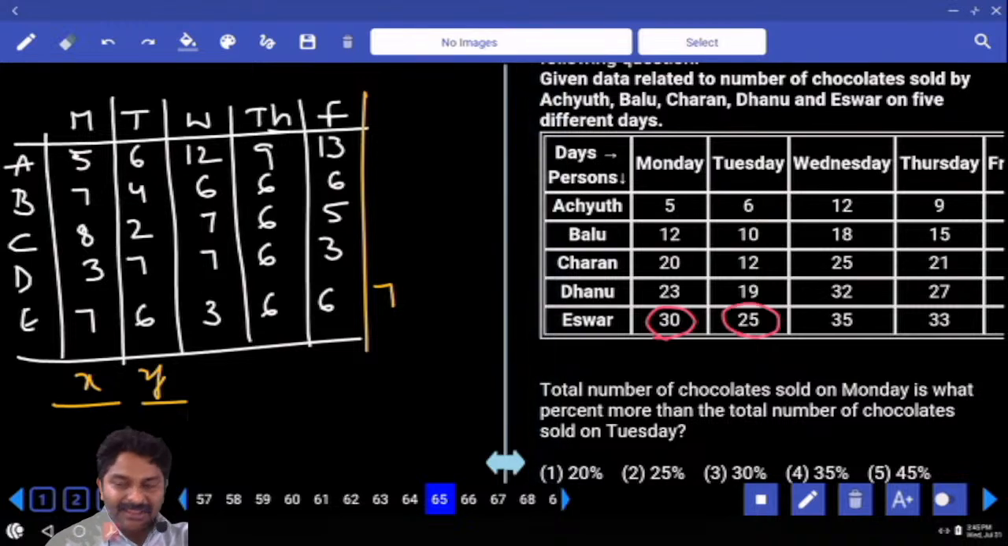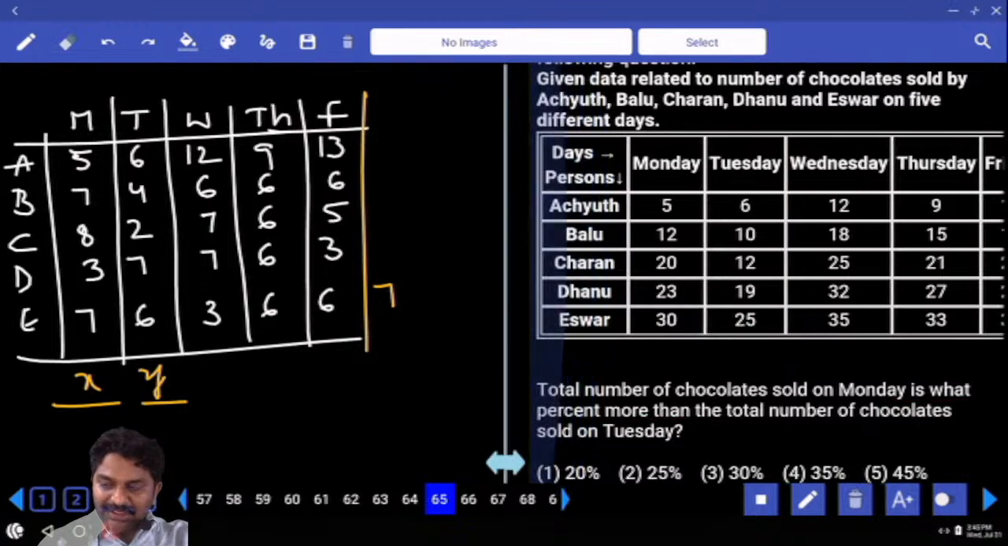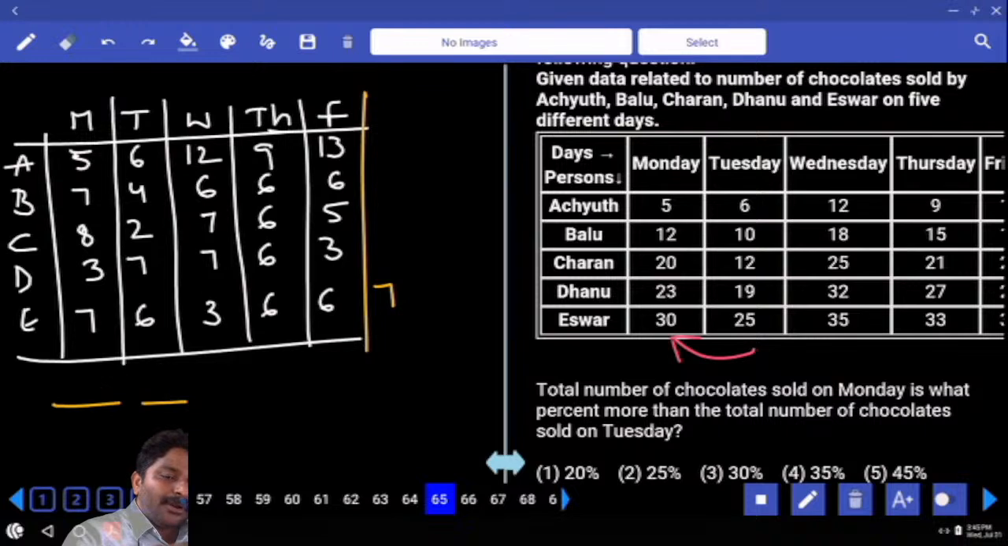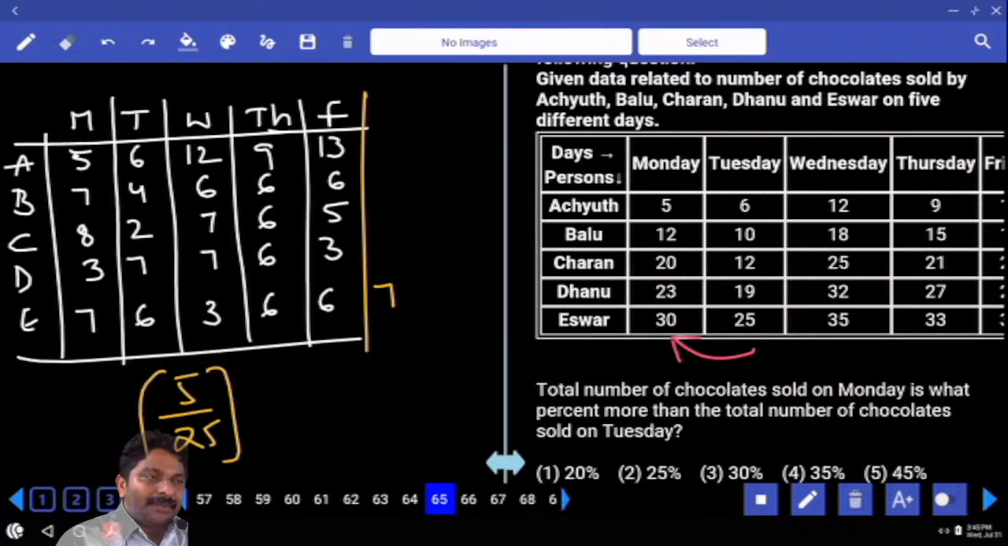25 also has every number. Monday is what percent more than Tuesday? 30 is how much more than 25? 5 more upon 25. Fractional form 1 by 5, which is 20%, right? Answer 20%.